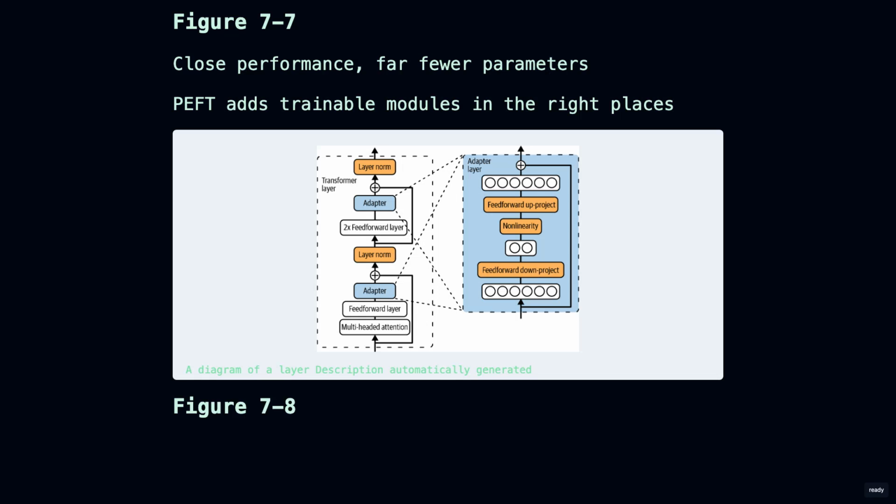So the adapter strategy is simple but powerful. Keep the pre-trained backbone intact and train a lightweight add-on. That gives you strong adaptation without touching most of the original model.